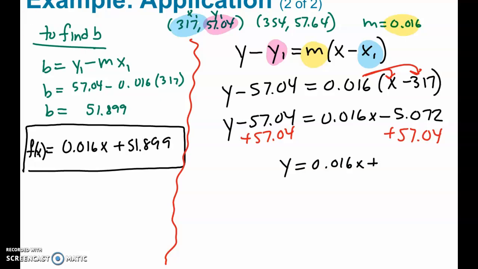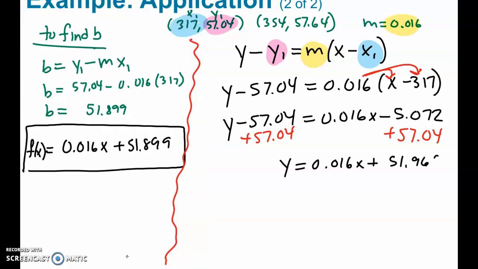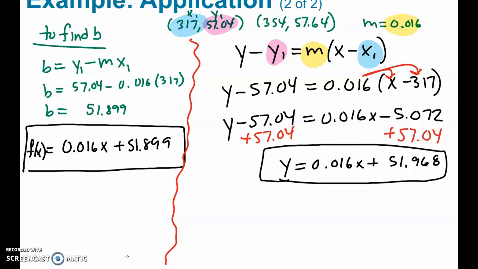And then let's see what I get over here. Let's grab the calculator. So that would be negative 5.072. I'm using this negative sign here, plus 57.04. Hit enter, and I get 51.968. And so notice how my answer is just slightly off, but it's the same thing. It's just a rounding error.